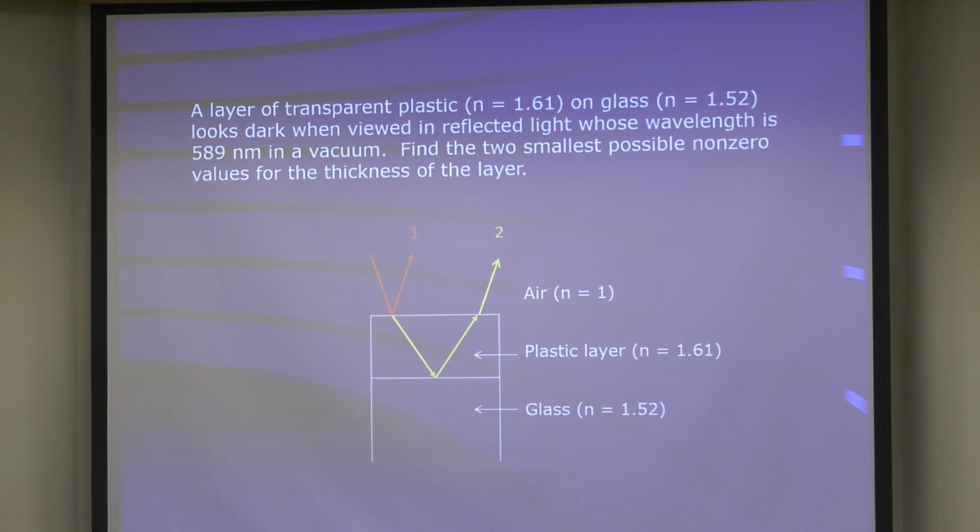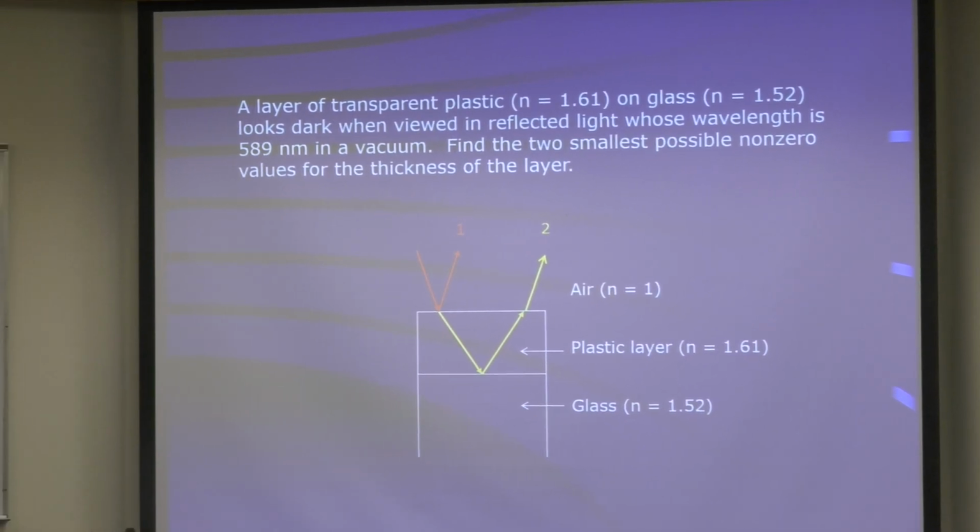Okay, the first thing you want to do is draw the picture. You just got to draw the picture correctly. So you have plastic on glass, and there's air. So here's air. Notice it's not thin, I don't care. This is the thin film. Here's glass. So you're going to label them.